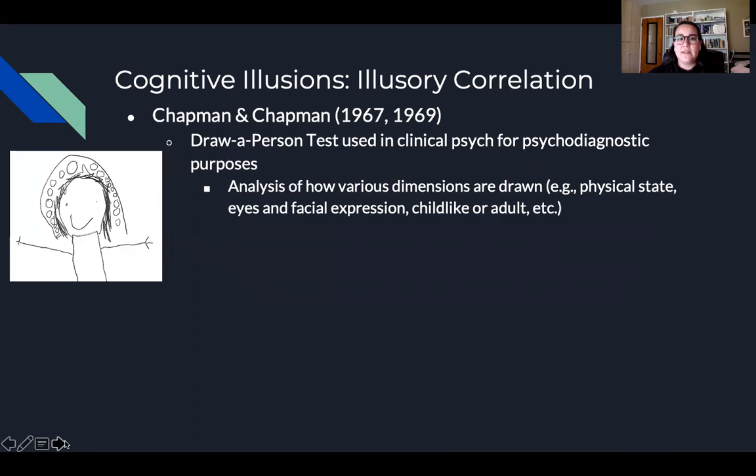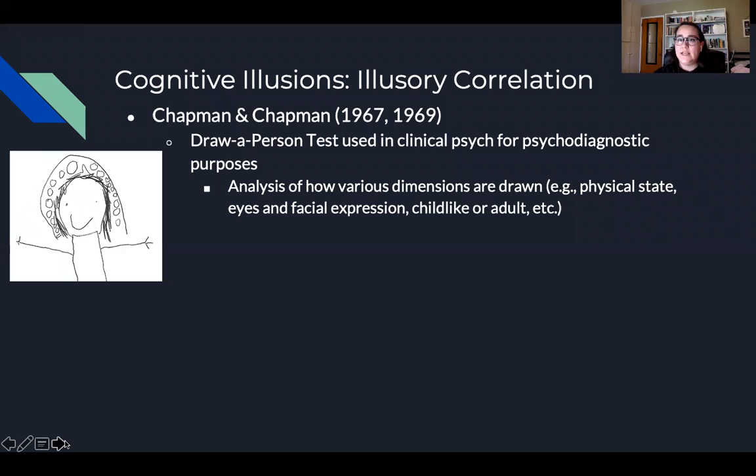And researchers by the name of Chapman and Chapman actually presented a really interesting demonstration of this illusory correlation. And they did this within the field of clinical psychology. They started this research because they were confused and also interested in this controversy that had come up over the use of something called the draw a person test.